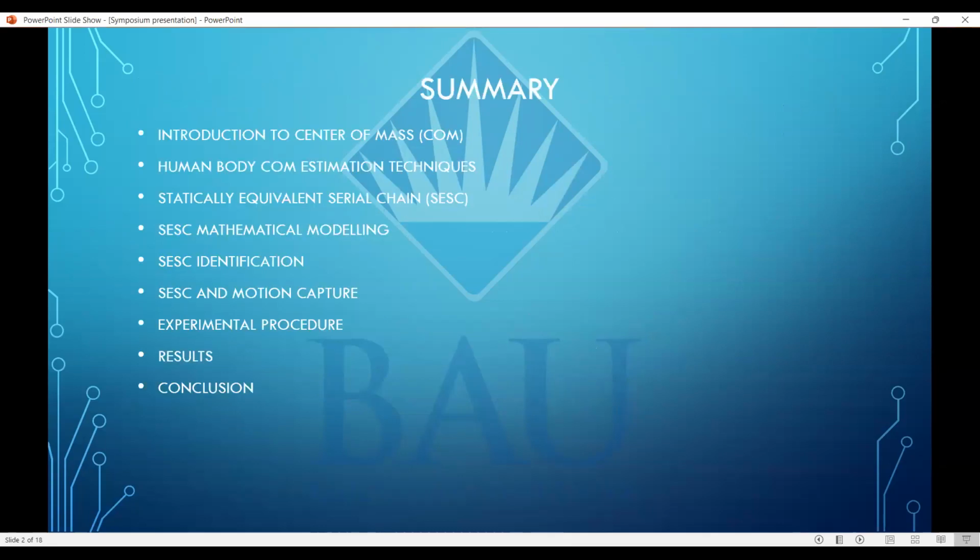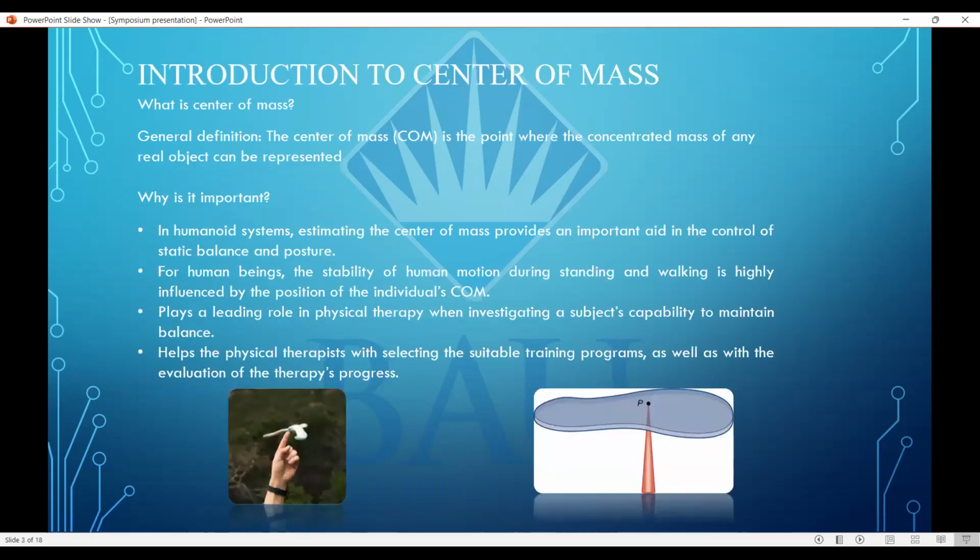This is a quick summary of the content of this presentation. We're going to start by introducing the center of mass. So what is the center of mass? It is the point where the concentrated mass of any real object can be represented. So why are we interested in knowing this exact point?